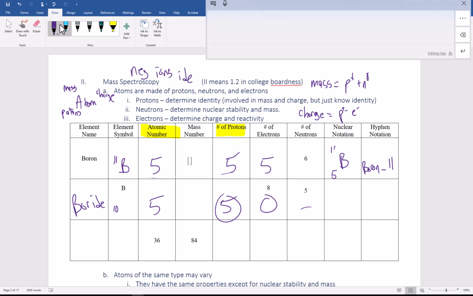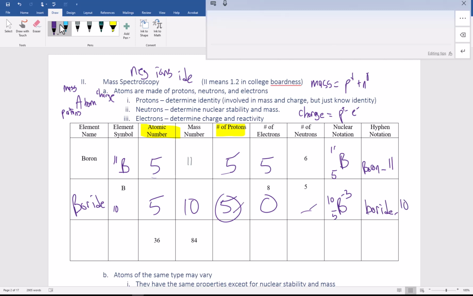Okay, mass number is protons plus neutrons. 5 plus 5 is 10. Nuclear notation would be B negative 3. Its mass is 10, still 5 protons. And hyphen notation would be boride dash 10.